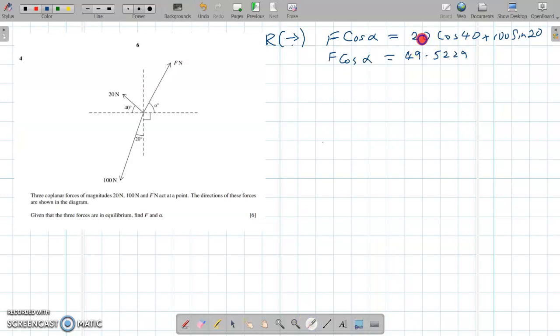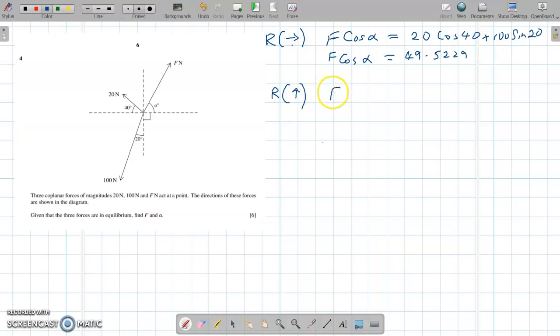Okay, so working out on the calculator, 20 cos 40 times 100 sine 20, we get 49.5229. So we have an equation with two unknowns. Now let's resolve up, because F is more going up. We could have resolved down, then we'd end up with a negative F. So resolve up the dotted line. So F is definitely going up.